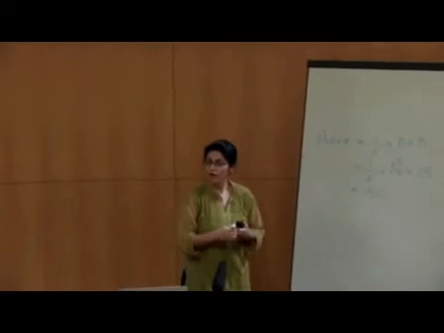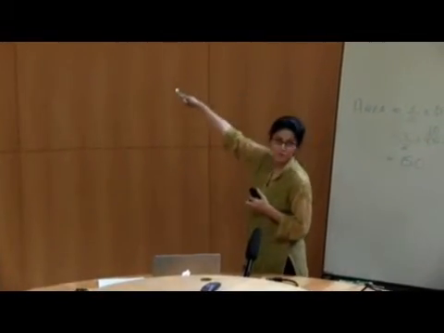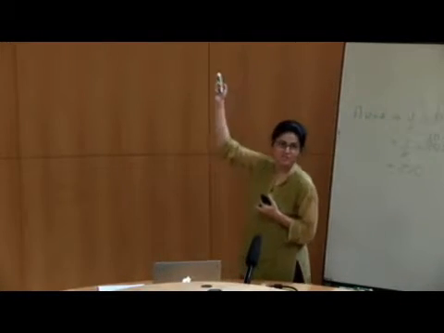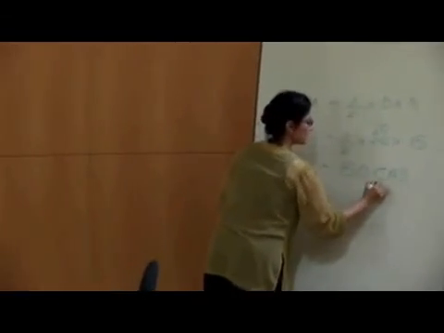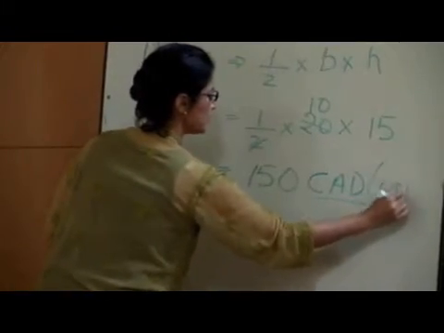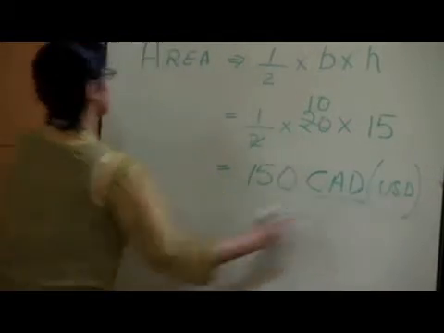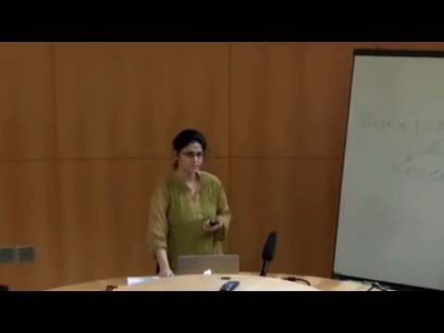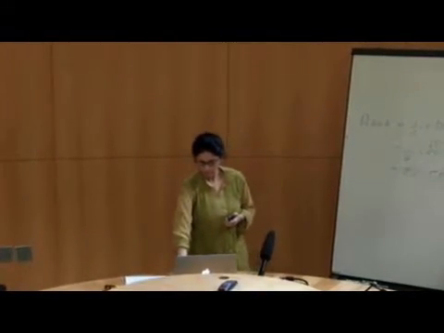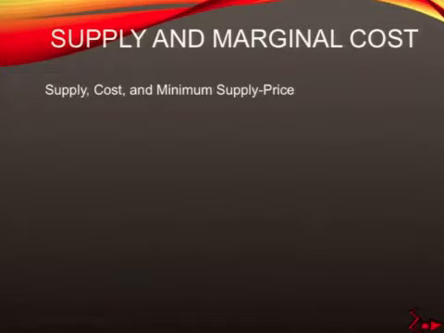Yeah? And how are you measuring this consumer surplus? Well, the price is being measured in terms of dollars, right? So the area of the triangle is also in terms of dollars in this case. Canadian dollars or USD, right? So consumer surplus in this case is $150. That's the surplus. Okay. Now, what about the supply function?